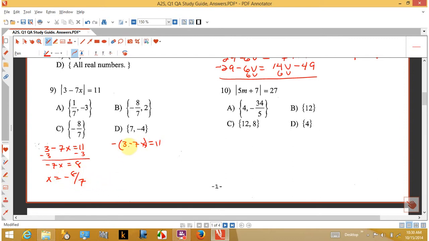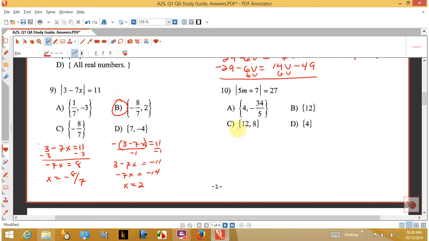On the other side, I'm going to get rid of the negative by dividing both sides by negative 1. That gives me 3 minus 7x is equal to negative 11. Now I'm going to subtract 3 from both sides. I get negative 7x is equal to negative 14. So dividing both sides by negative 7, I would get x is equal to 2. So I have negative 8/7 and 2.